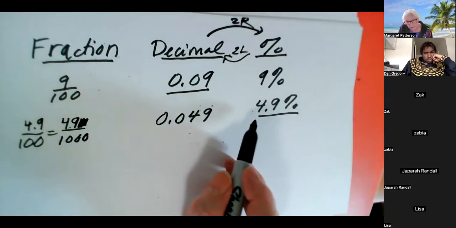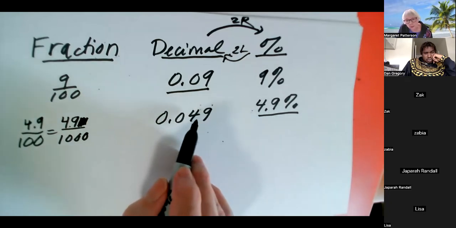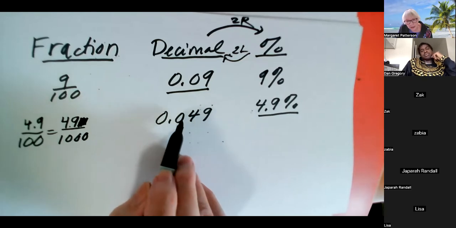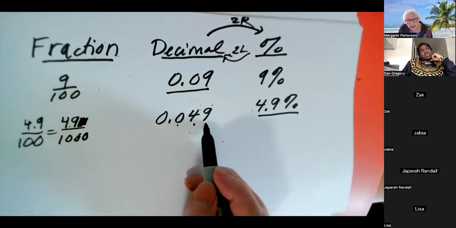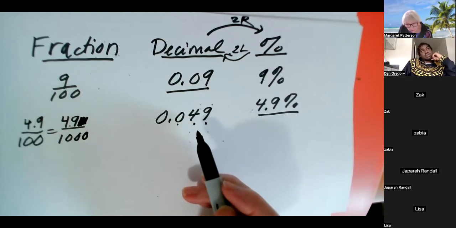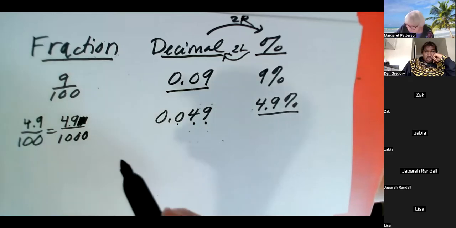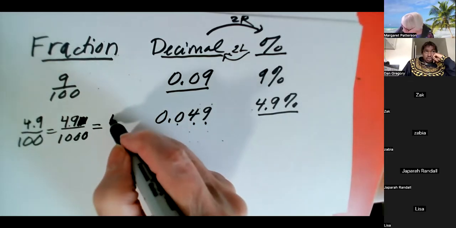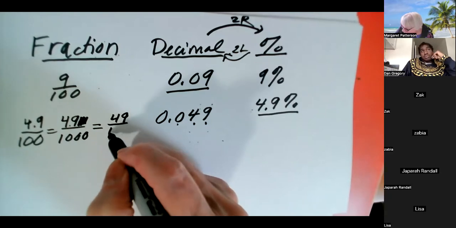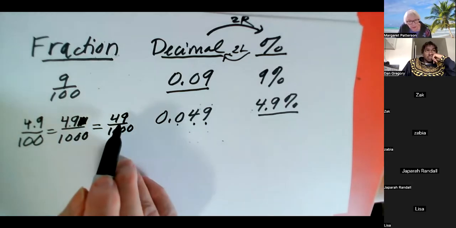Now, 49 over 1,000 would come off of this. This one would have been a direct one. This is tenths, hundredths, thousandths, right? Tenths, hundredths, thousandths. So that would have been 49 over 1,000. So this one would have given it to us immediately.